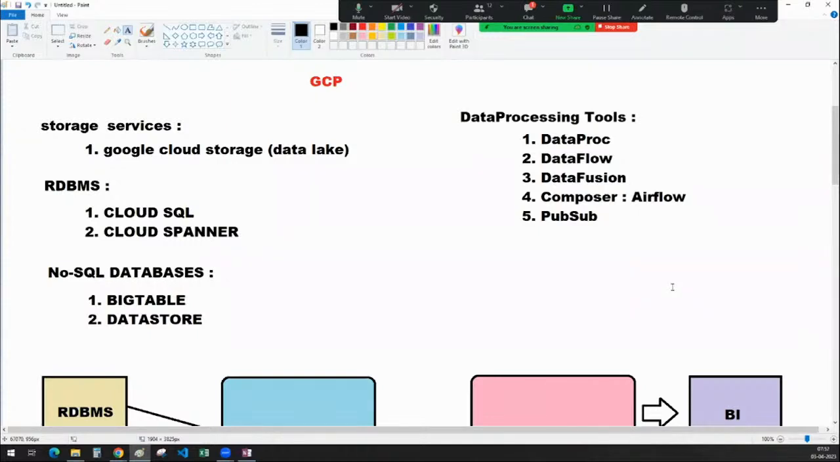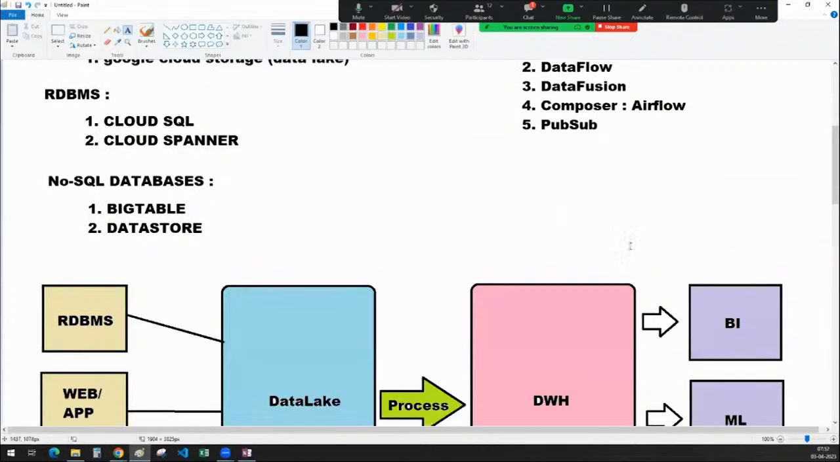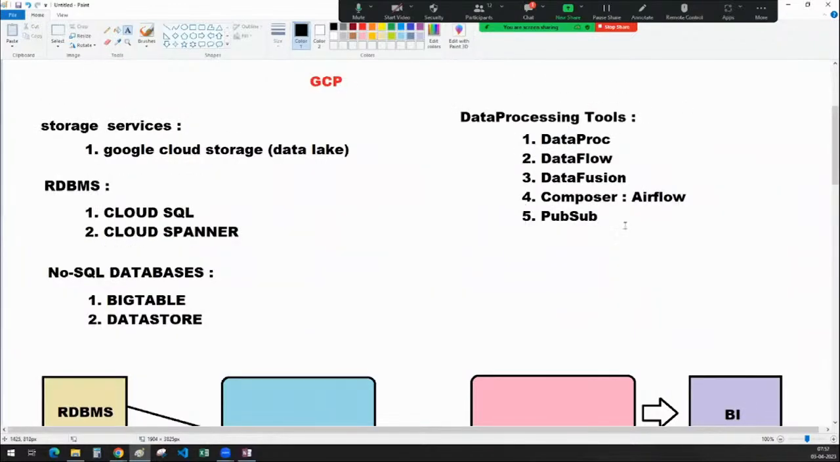And one more thing is Pub/Sub, a big data, streaming data ingestion tool, where you will be able to create a topic and subscription for each and every application where you wanted to get the data. So a data message will be pushed to the topic, and via subscription data will reach the final application. So this is what the data processing tools are, guys.